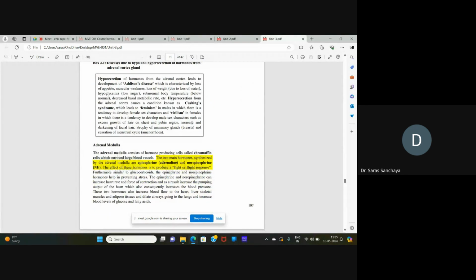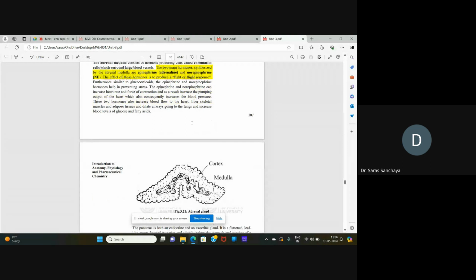Adrenal medulla. The adrenal medulla consists of hormone producing cells called chromaffin cells, which surround large blood vessels. The two main hormones synthesized by the adrenal medulla are epinephrine and norepinephrine. The effect of these hormones is to produce fight or flight responses during an emergency.